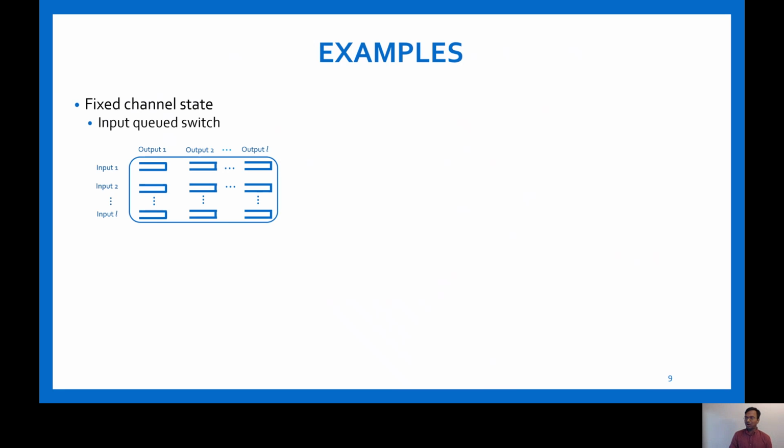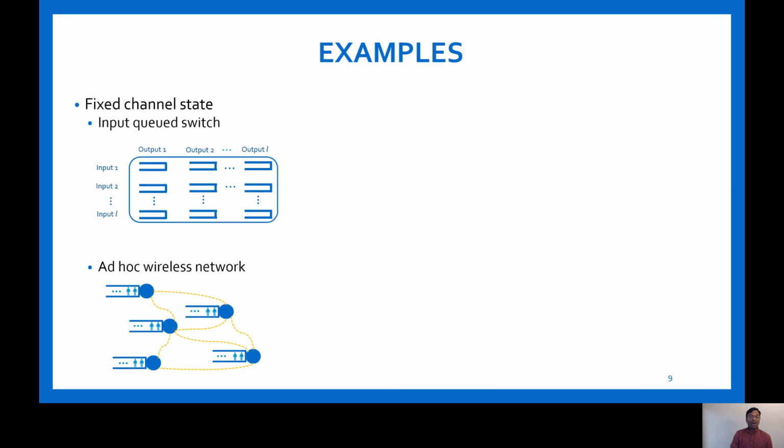So let me give you several examples that can be modeled using this general model. So obviously the input queued switch is a special case. I can think of ad hoc wireless network as another case. For input queued switch as well as ad hoc wireless network, the channel state is fixed. What this means is that in an ad hoc wireless network, each server is like a mobile phone, and if I'm trying to use my mobile phone, then someone who is very close to me cannot use the same wireless channel. So if I'm active, my neighbors cannot be active. And when I'm active, the service I get is determined.